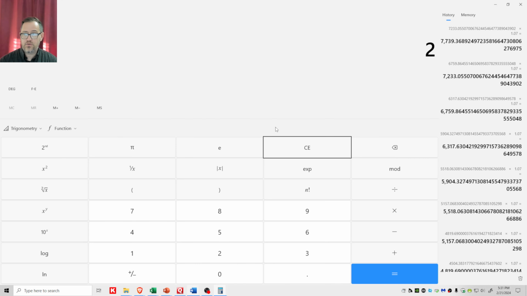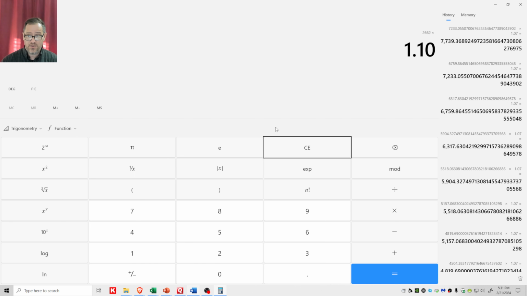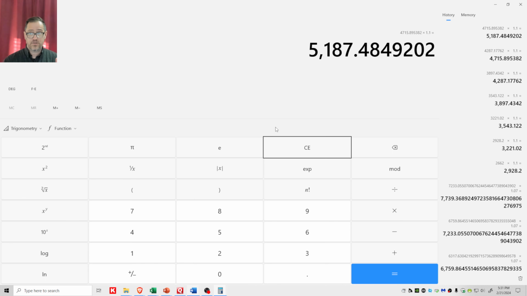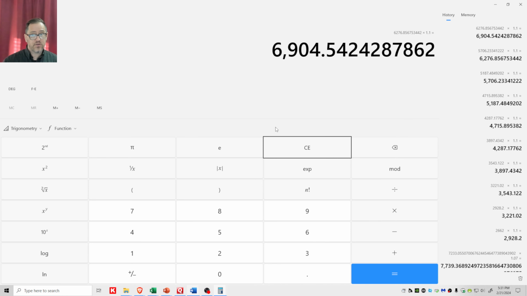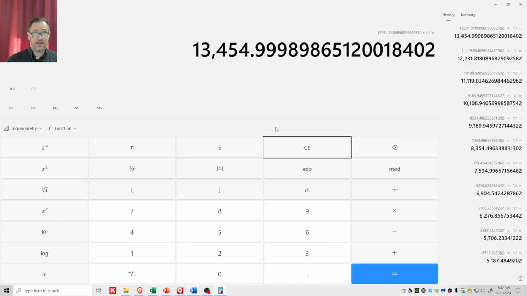Okay, so let's look at this. 2662 times 1.1. Now don't forget, the 1.1 is the same thing as 10%, right? We've already got the third year. We want to know how much we have after the 10th year. So hit enter, that's the fourth year. 5, 6, 7, 8, 9, 10 years, boom, there it is. All right, let's do it again. So 11 years, 12, 13, 14, 15, 16, 17, 18, 19, 20. Now look at that. That's crazy, isn't it? That's 13 grand after, that's $13,455.